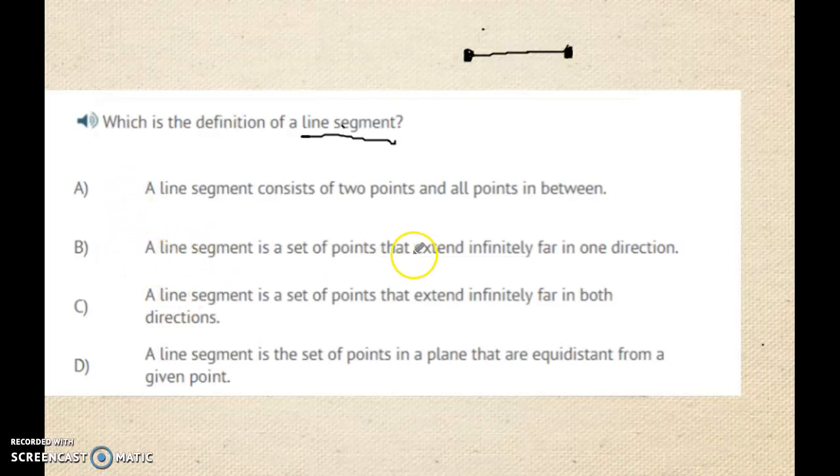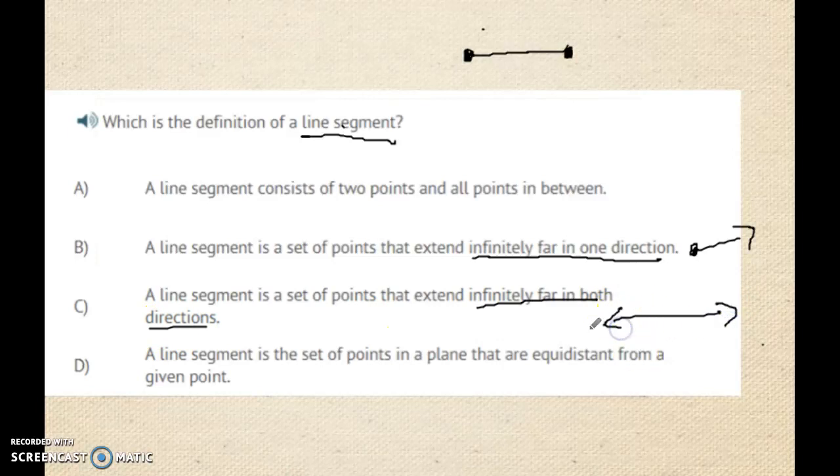B says a line segment is a set of points that extends infinitely far in one direction. Y'all, that is not a line segment. That is called a ray. For C, it says a line segment is a set of points that extends infinitely far in both directions. That's an actual line. A line extends forever in both directions.